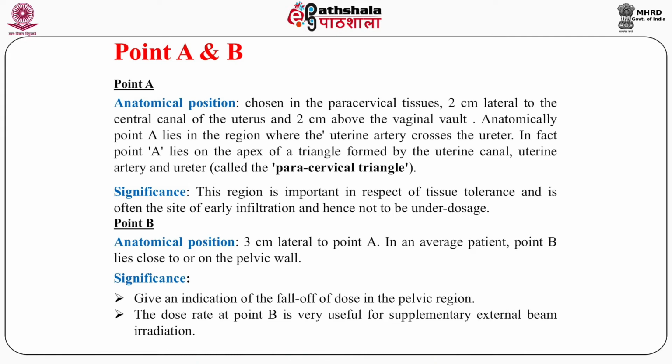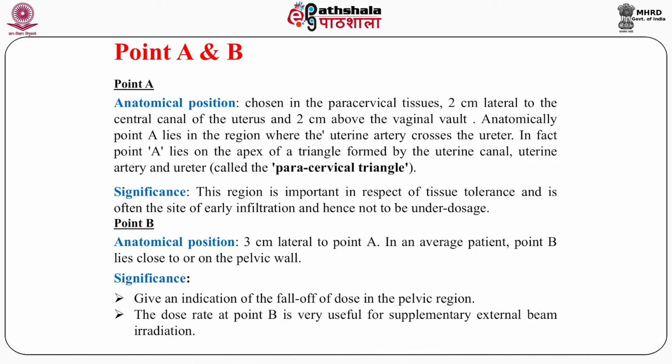Point A is the point where dose is prescribed, and point B is the point where dose is monitored. The anatomical position of point B is 3 cm lateral to point A. In an average patient, point B lies close to or on the pelvic wall, because the pelvic wall is again a sensitive organ where high dose should not be delivered. So we monitor point B while treating the CA cervix case.